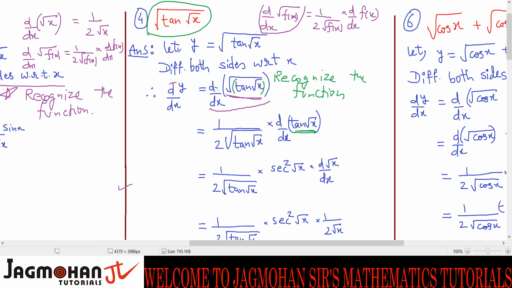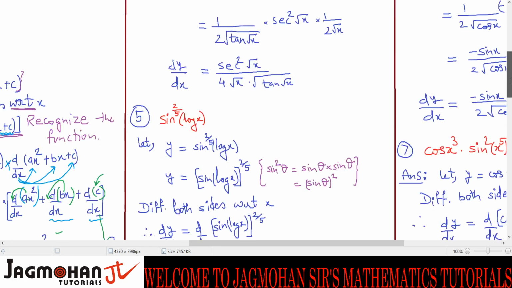So what you see, d by dx of root of tan root x. What is f of x here? Comparing from this, f of x is tan of root x. See, root f of x, root tan root x. So what will be the derivative of root tan root x? 1 upon 2 times root tan root x into d by dx of tan root x. Then next step.